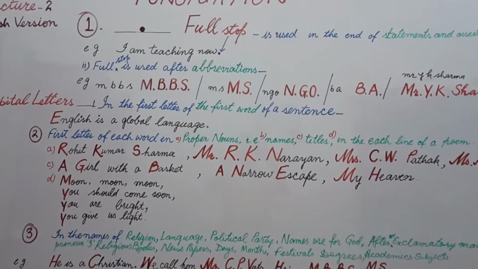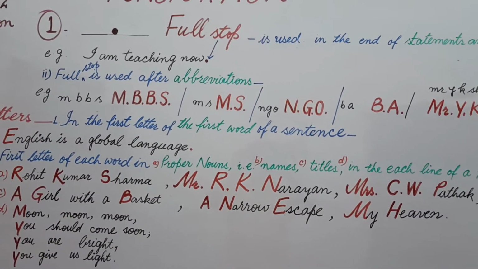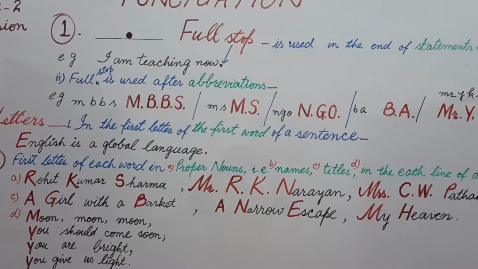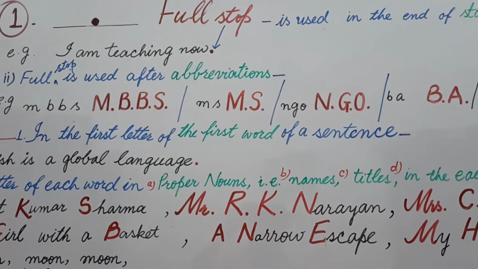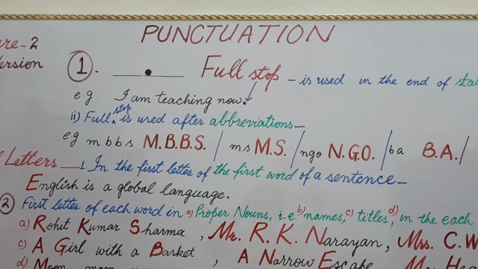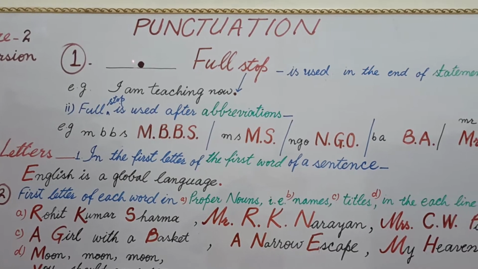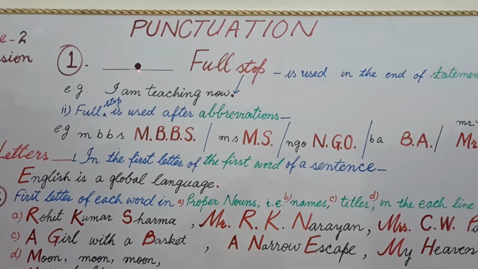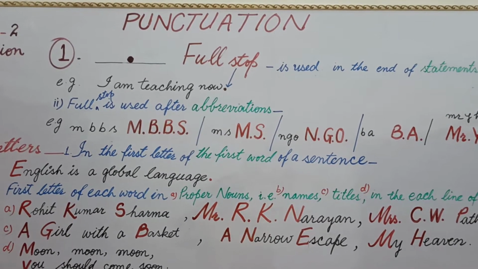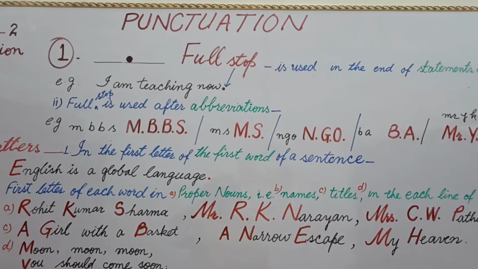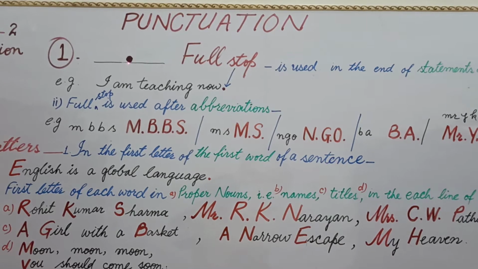Now students, let's begin punctuation. Today I am going to begin with full stop. First, students, understand what a full stop is. Full stop is a mark that is used like a point, and it should be clear. It should be marked on the line on which you are writing. The important thing, student, is that it should not be over the line, but it should touch the line.